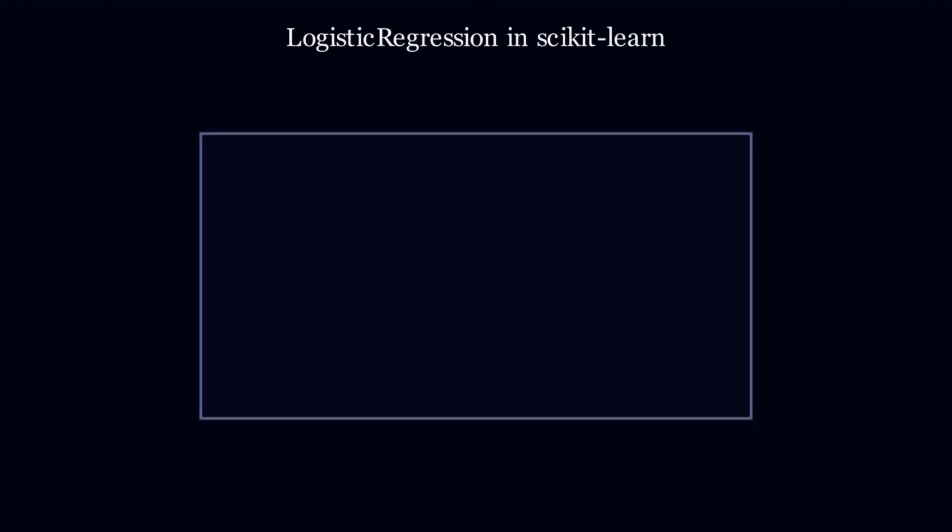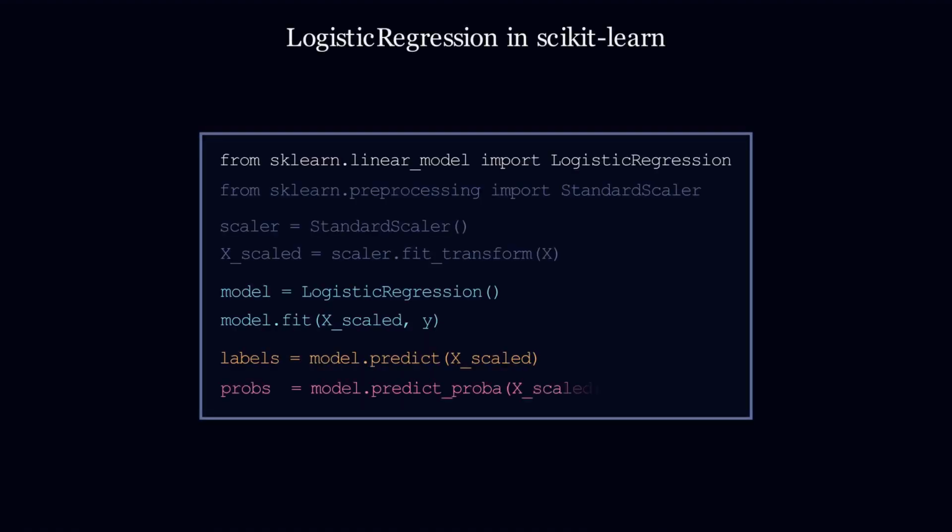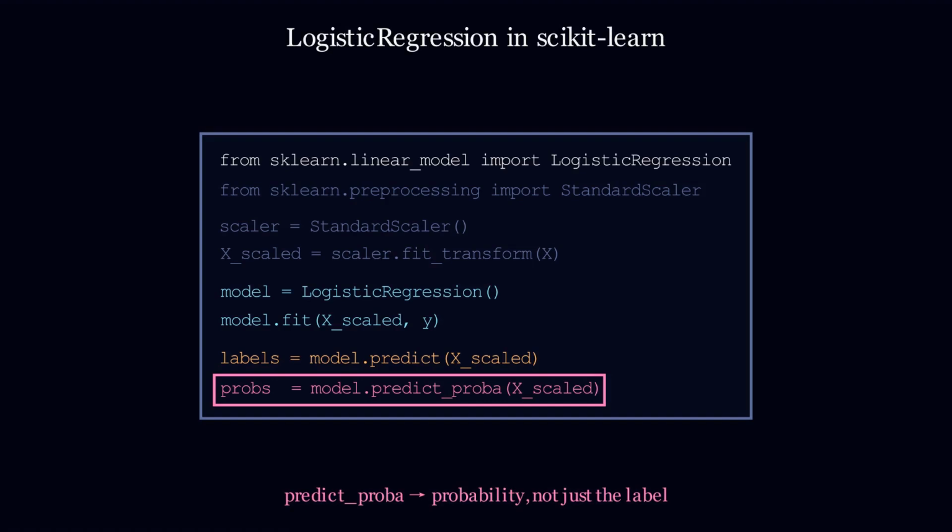In scikit-learn, logistic regression is almost identical to linear regression. Import logistic regression. Call .fit. Call .predict. The real power is predict_proba. It gives you the actual probability, not just the label. Always standardize your features first. Same rule as regularization. 3 lines of setup, 1 model, and you're classifying.